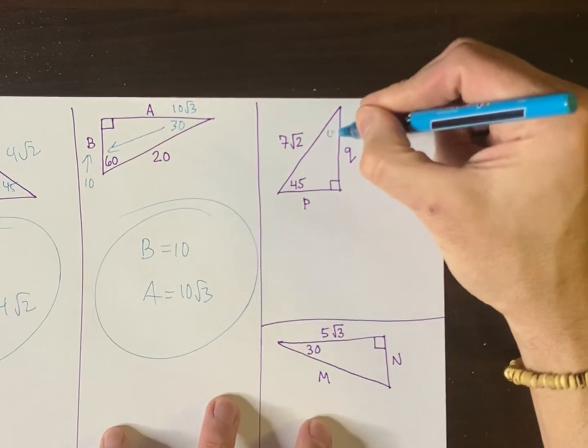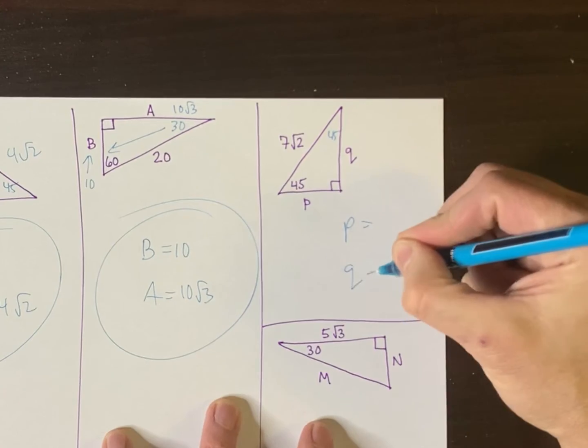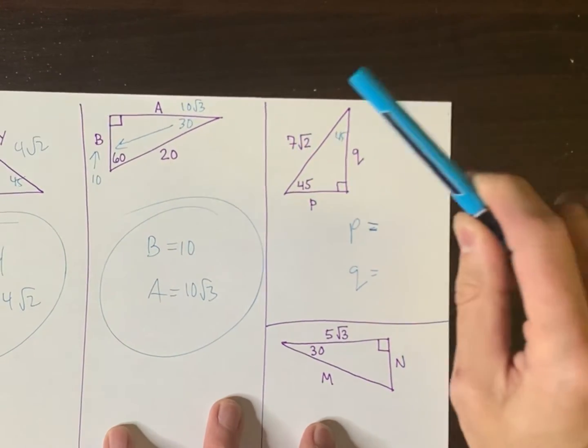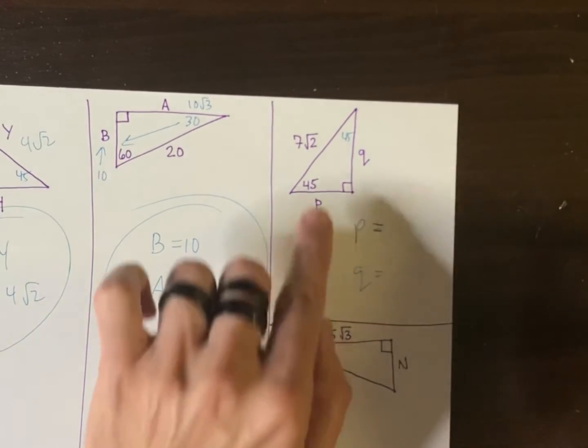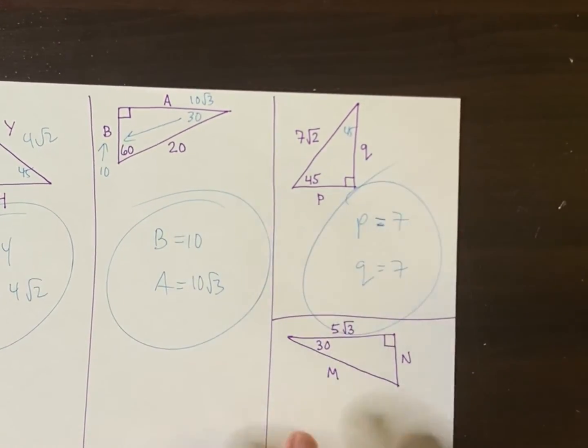Here, 45, 45, 90. The legs are the same, so whatever they are, they are equal to each other, but I don't know either one. But I do know the hypotenuse. And I know how to go from hypotenuse to leg. I remove the square root 2, which means that each of the congruent legs is 7.